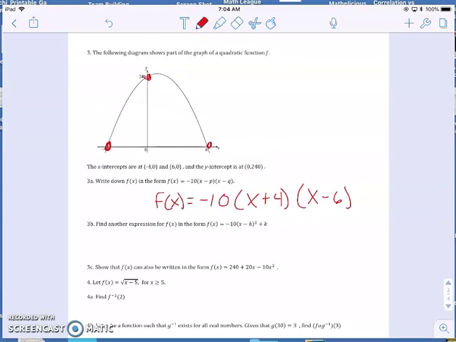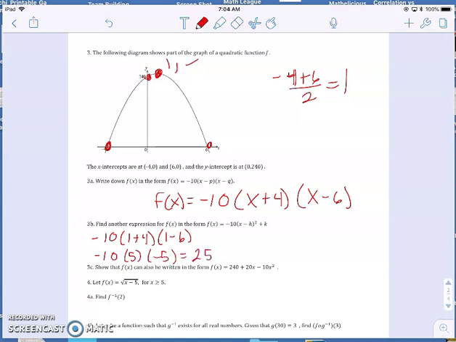Well, vertex form, okay, so that's our y-intercept, but our vertex has to be right in the middle. So negative 4 plus 6 divided by 2 is 1. So this coordinate right here is 1 and then something. So if we plug in 1, 1 plus 4, 1 minus 6, negative 10 times 5 times negative 5. Well, that's 250. So we have f of x equals negative 10 times x minus 1 squared plus 250.